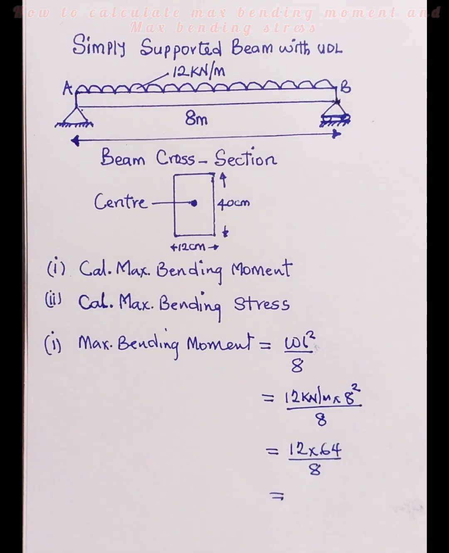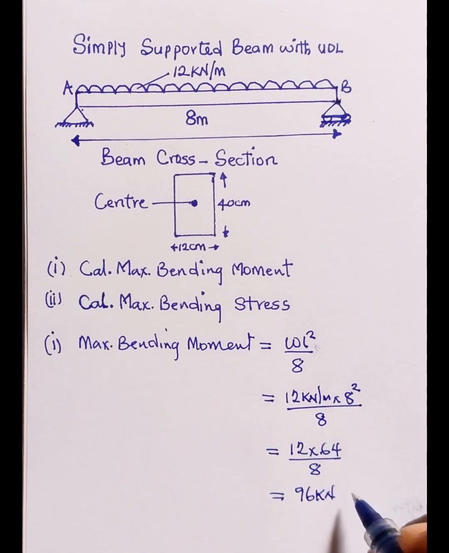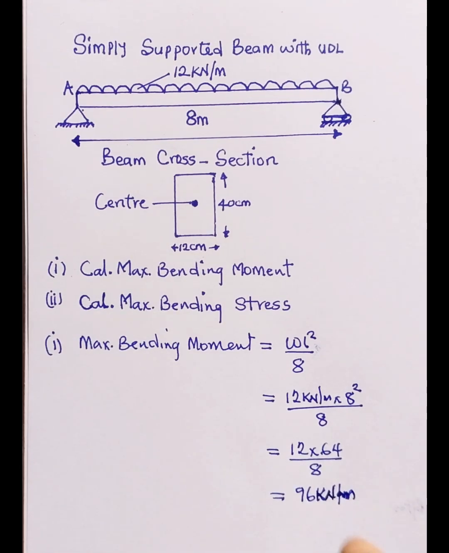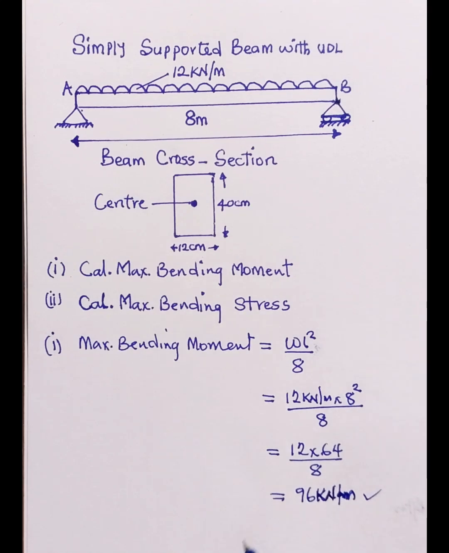So let's punch this in our calculator. We have 96 kilonewton per meter. Sorry. We have 96 kilonewton meter. Please take note, this is bending moment. This eventually becomes the maximum bending moment for this element, 96 kilonewton meter. So let's proceed to number 2.